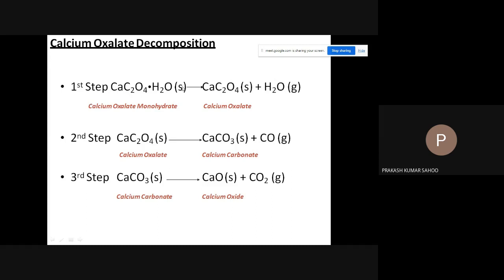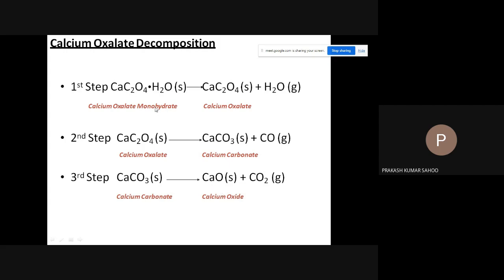So in the first step, what happens if I apply some heat or temperature that is nearly 100 degrees centigrade? This water will be removed first. So this is the first step. Water will be removed and the mass will be lost. Decrease in mass will be there. So this will be the calcium oxalate. Then the second step, calcium oxalate again at a particular temperature changes to calcium carbonate and carbon monoxide gas will liberate. Then after that, from calcium carbonate, again carbon dioxide will liberate. So at the end, we have calcium oxide. That means from calcium oxalate monohydrate, we have calcium oxide as the end product.